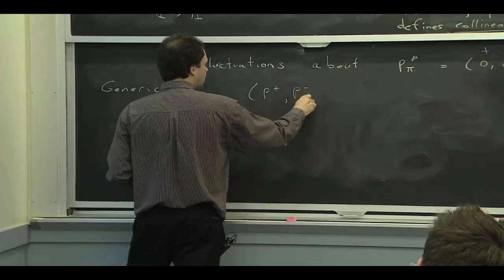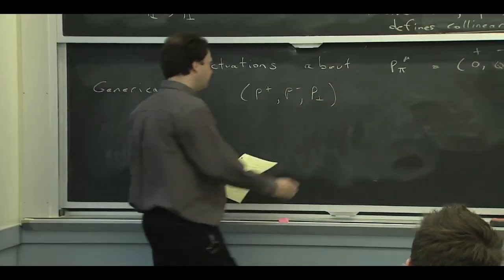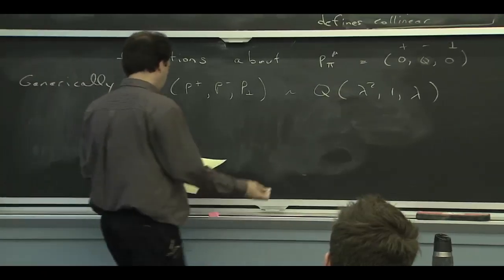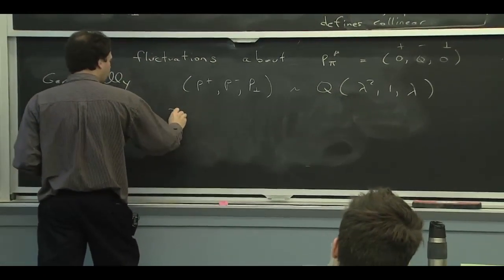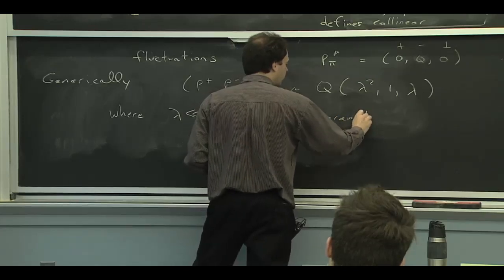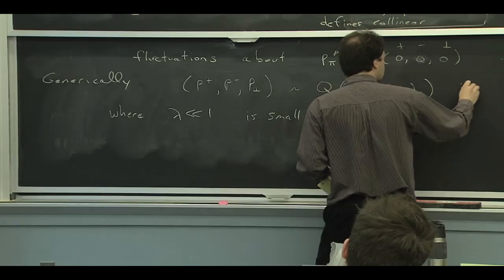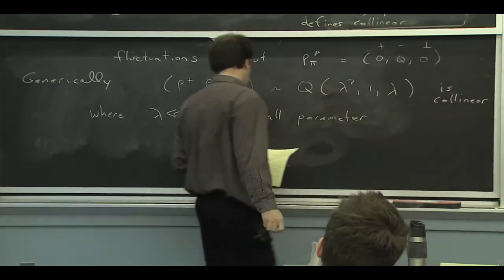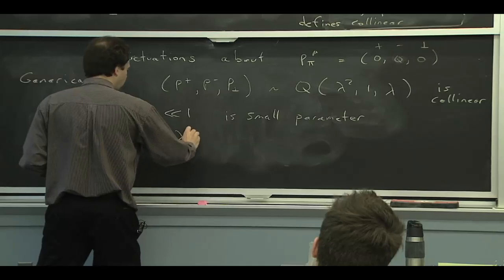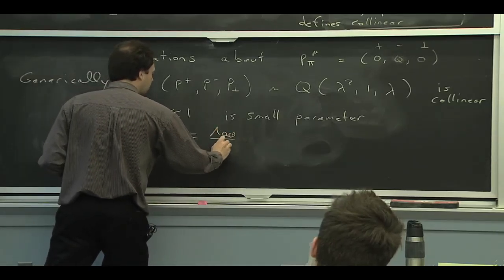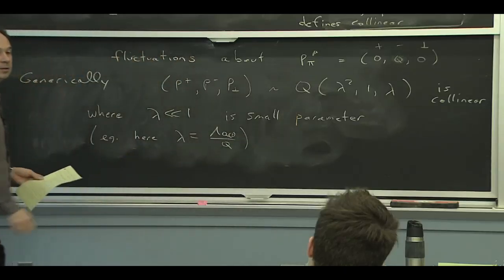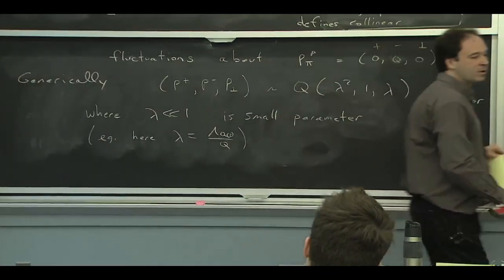So the way that we write this is we say that p plus, p minus, p perp has a particular scaling that we call lambda squared, 1, lambda, where lambda is some small parameter, and if we have a momentum that scales that way, we call it collinear. So this is generic, any case, with any lambda, and our lambda here was just lambda QCD over Q. But if we encountered another physical problem where the lambda was different, we would also call that collinear. All right.